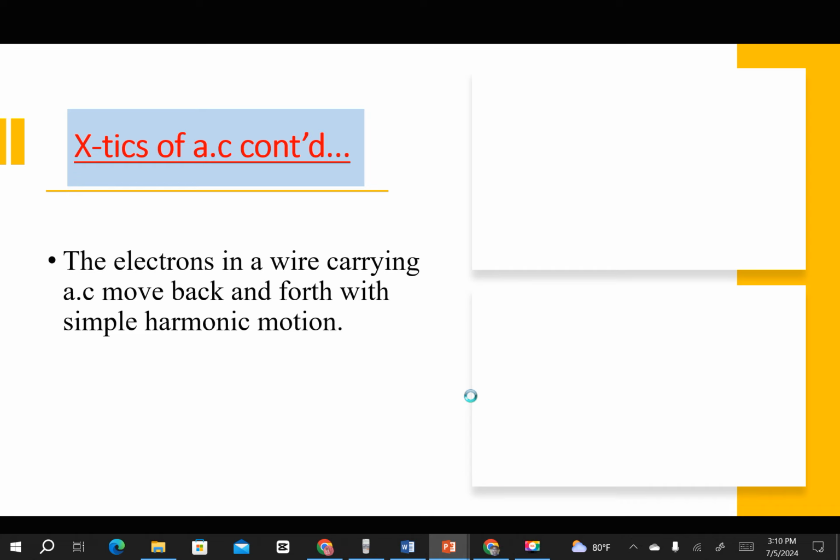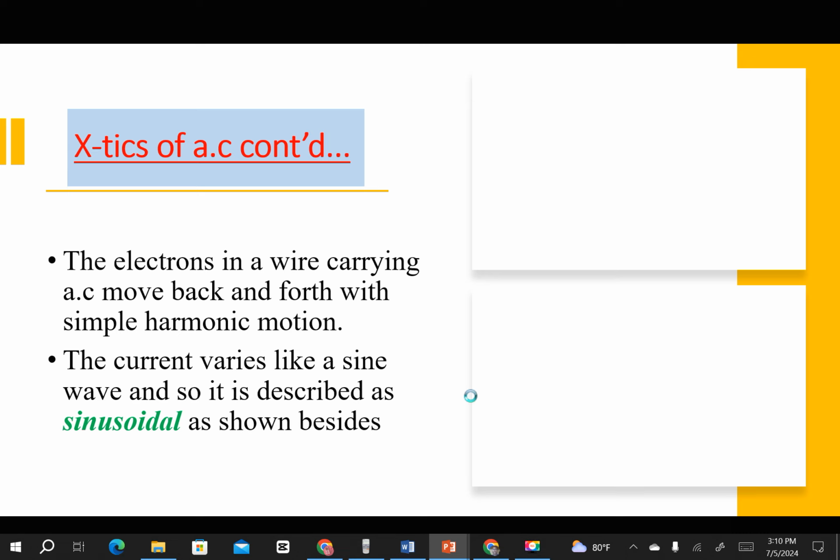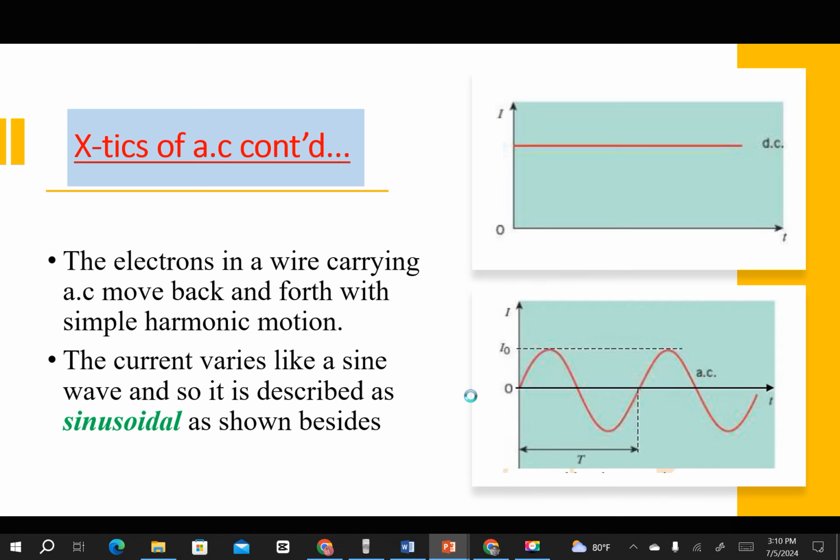Of course, simple harmonic motion, like we shall see later on, is a periodic type of motion. And periodic means it keeps repeating itself over a specific period of time. That's why we call it periodic. So the current varies like a sine wave. Because it's back and forth, it will vary like a sine curve or a sine wave. If we compare the graph of DC to the graph of AC, we would observe that for DC, it is a straight horizontal line because the current remains constant.